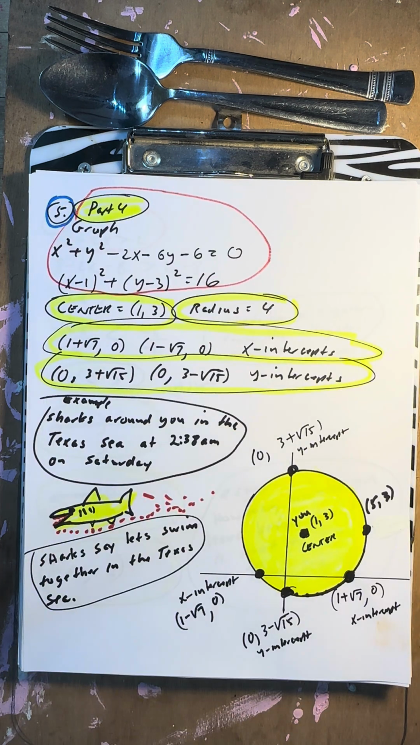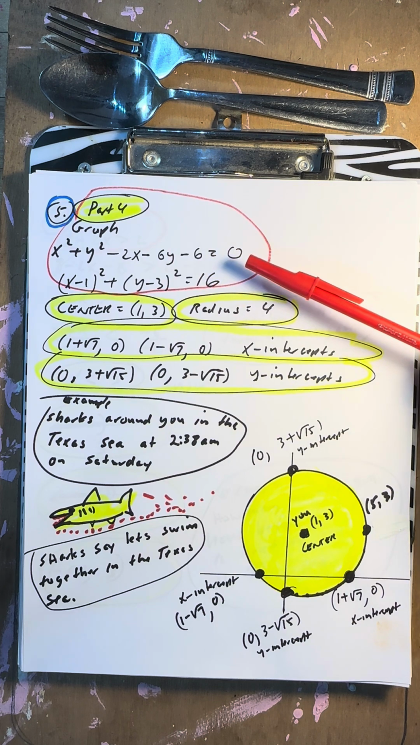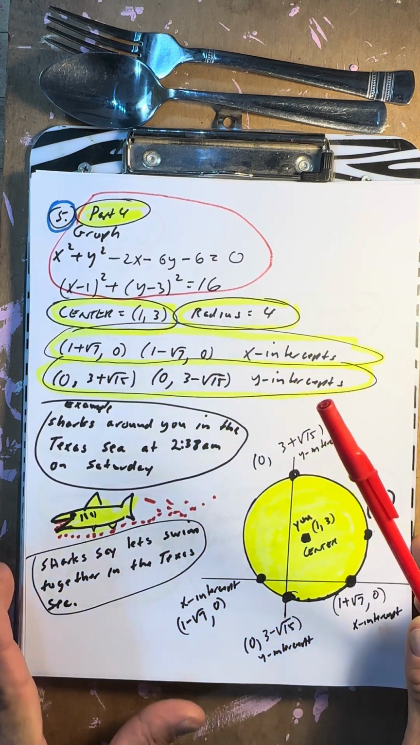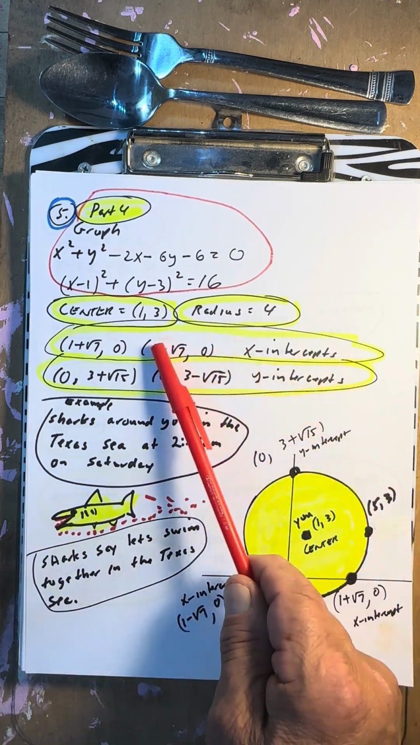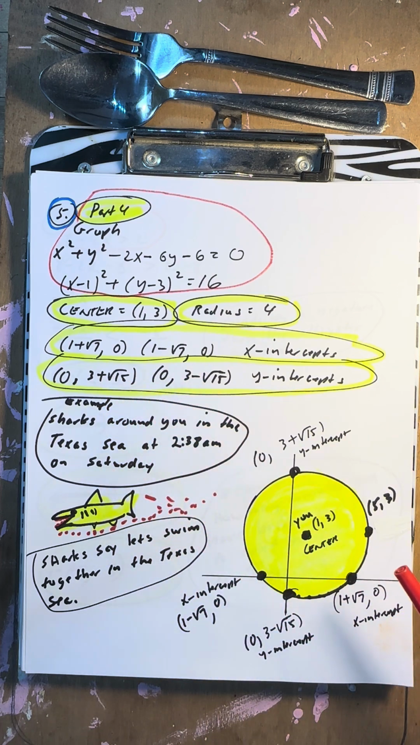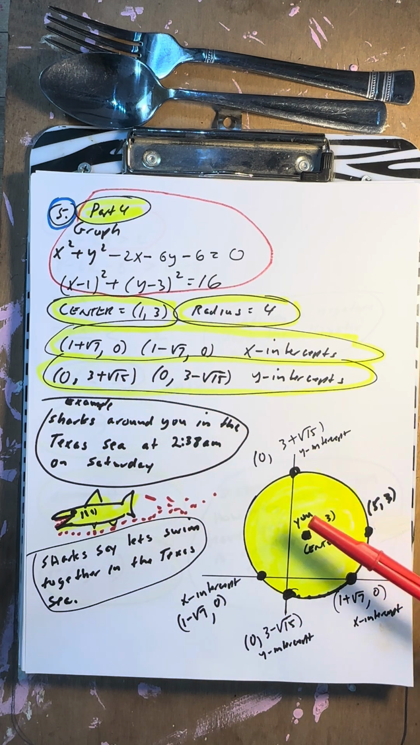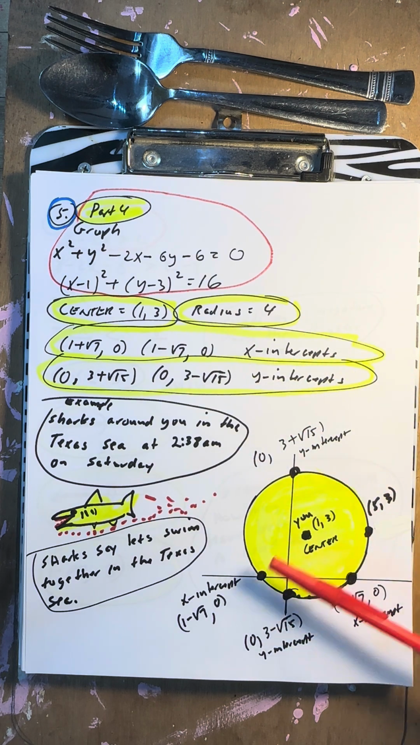Now let's draw it. All right. So there's the original problem: x squared plus y squared minus 2x minus 6y minus 6 equals 0. We wrote it in this form. We know the center. We know the radius. We know the x-intercepts. We know the y-intercepts. Let's put it in there. Once we put all this information in here, guess what? Center is (1, 3). Got it. Radius is 4. It goes 4, 4. All these can be 4s.